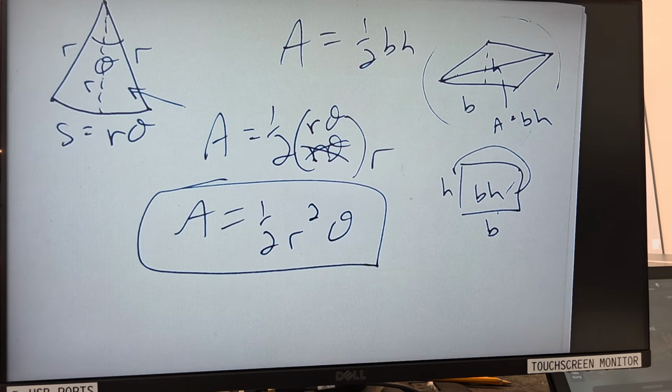So what's the arc length formula? R theta. Arc length is R theta. Why does it make sense there's a square in the area formula? Because area is in what kind of units? Area involves how many dimensions?